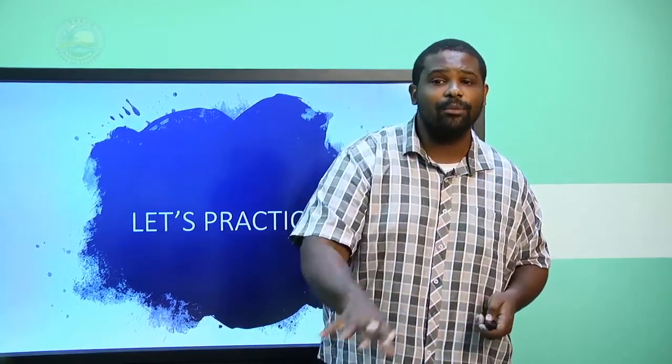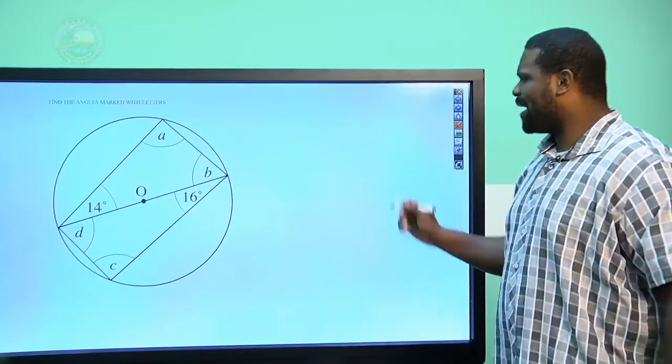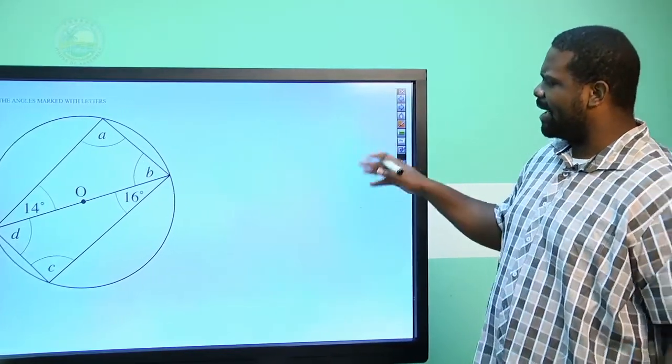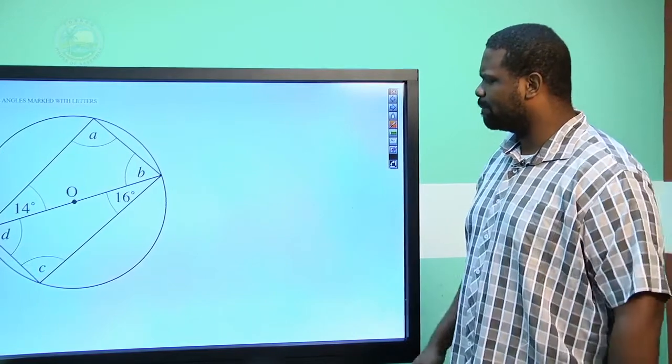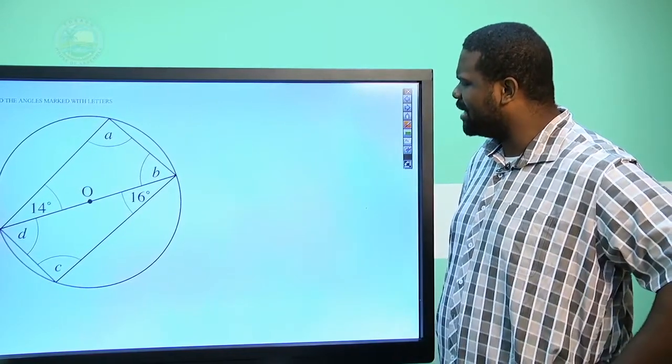So let's just look at some quick examples of some of the rules and see which rules apply to solve the questions that we have ahead. So here we have a diagram asking us to find A, B, C, and D. Can you determine what rule we should use to find any of these?